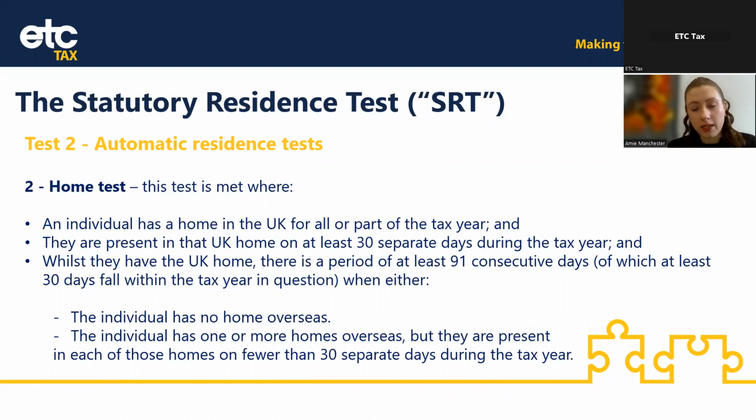So it is a bit wordy and it is quite complex. As I said, it's probably the one I find the most difficult out of all the SRTs, because you've got so many different numbers, so many different rules. But essentially it's looking at whether that individual has a UK home and only a UK home. If not, whether they have an overseas home and how much time they are spending in that overseas home to see whether they meet the home test. So we will move on to have a look at what constitutes a home in a bit more detail on a slide shortly.